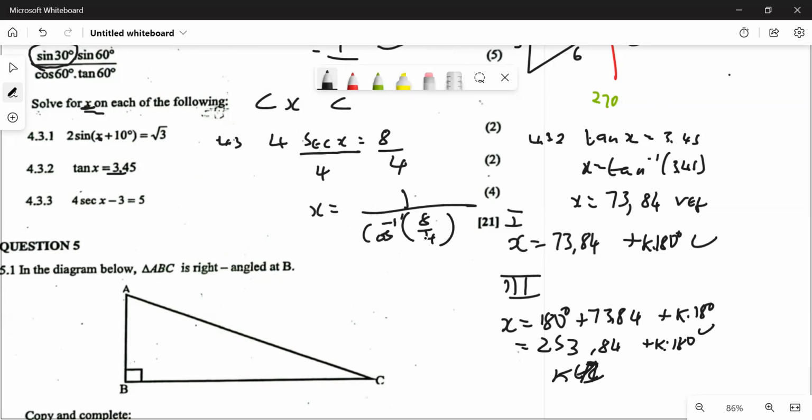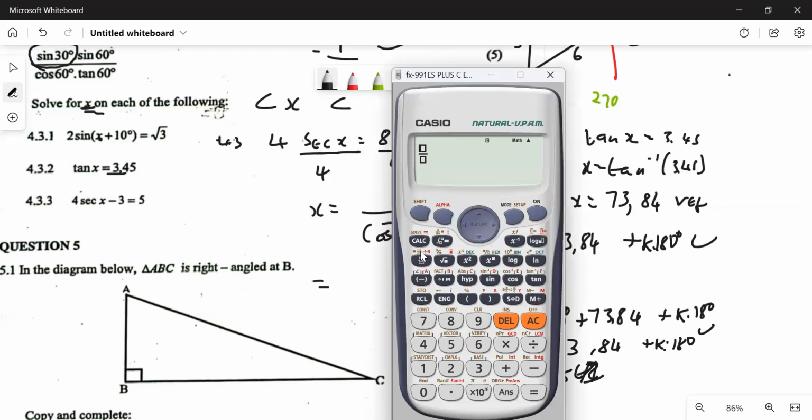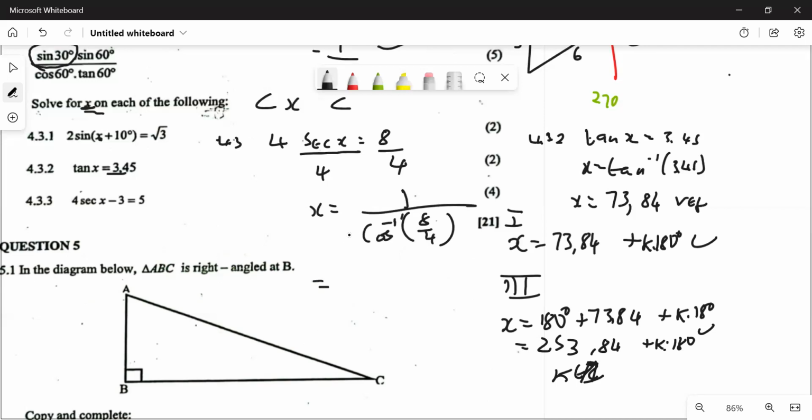Does it make sense? When you don't look for cos arc, you look for 1 all over. If you type this in your calculator, what did you get? 1 all over. It says math error.